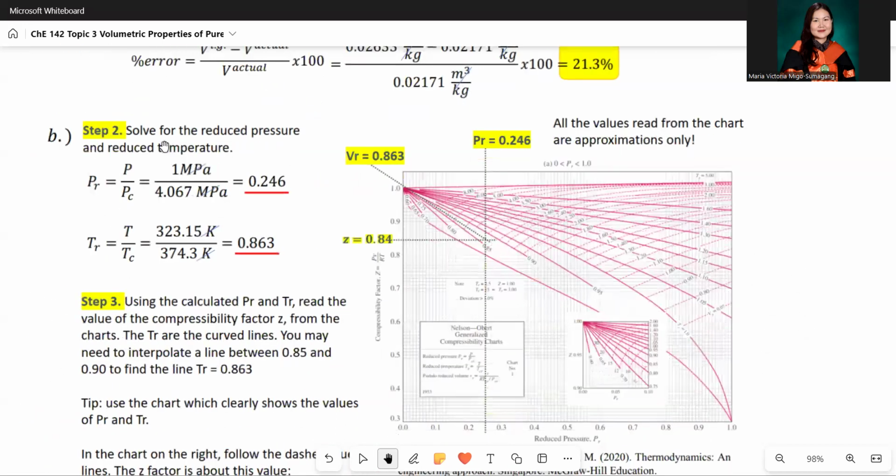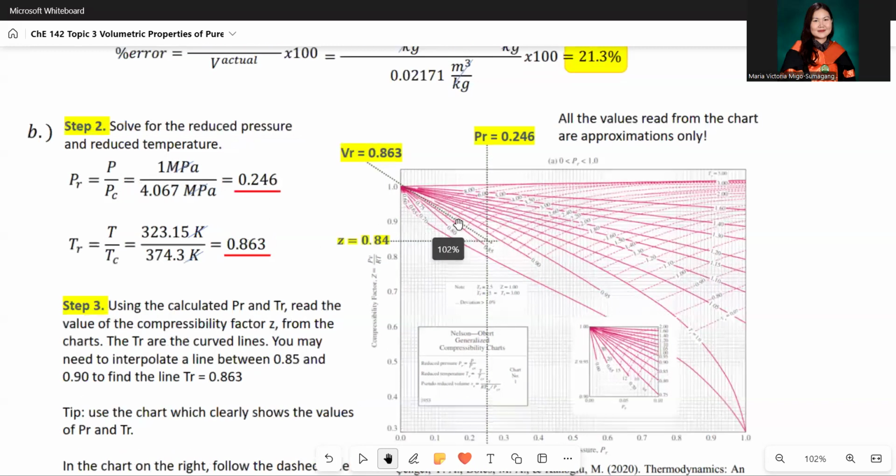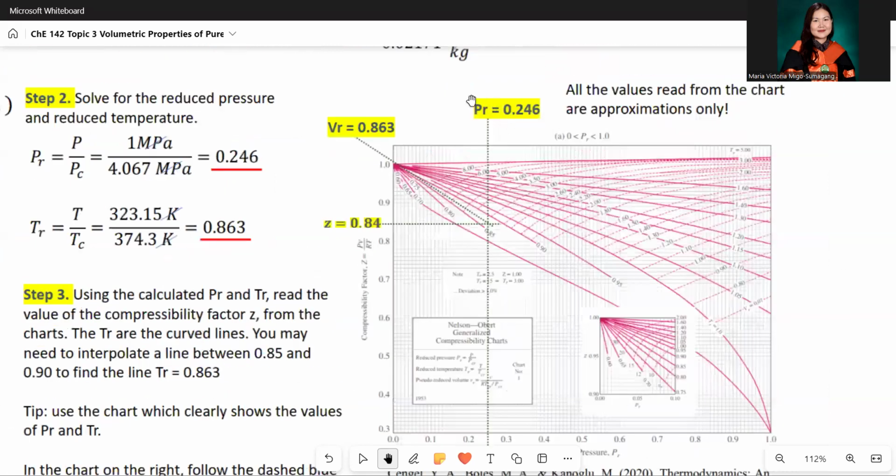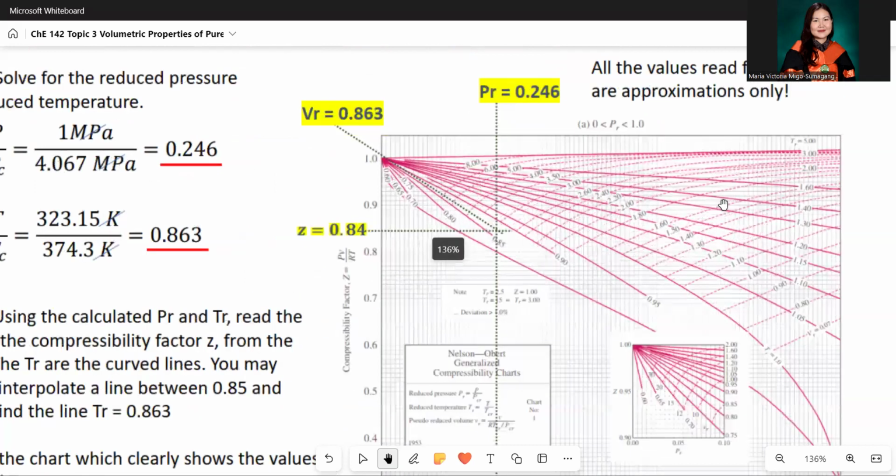Next, we now use the generalized compressibility chart. We have to calculate the reduced pressure and temperature, so we do that by dividing the values by the critical ones. So we get the reduced pressure and temperature. And now we read off from the chart. So this is at PR 0.246, approximately, and TR 0.863. So these are isotherms.